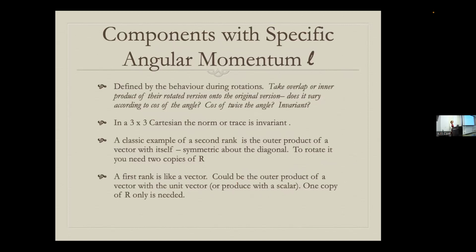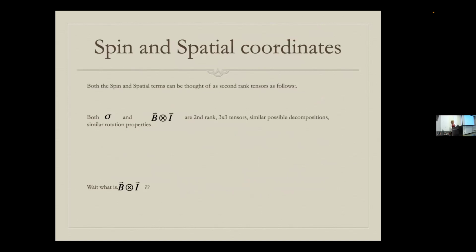So the components organized in terms of the L value are defined by their behavior during rotations. Let me skip that last thing. It might make more sense after this. So spin and spatial coordinates, both spin and spatial terms could be thought of as a second rank tensor and could be written in spherical tensor notation.